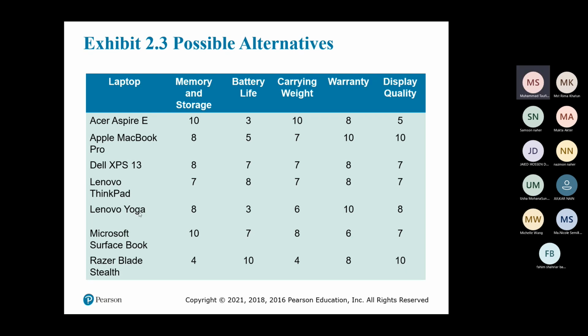So these are the possible choices that Amanda can choose for her new laptop. We have 1, 2, 3, 4, 5, 6, and 7. So we have seven laptops that Amanda can choose from for her new laptop.